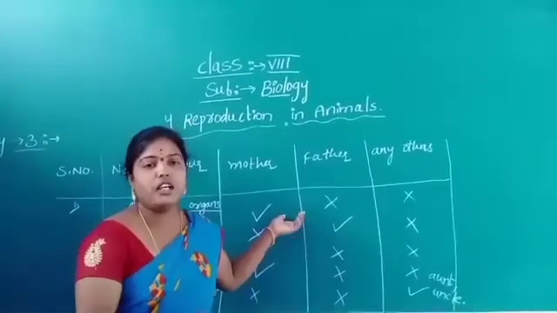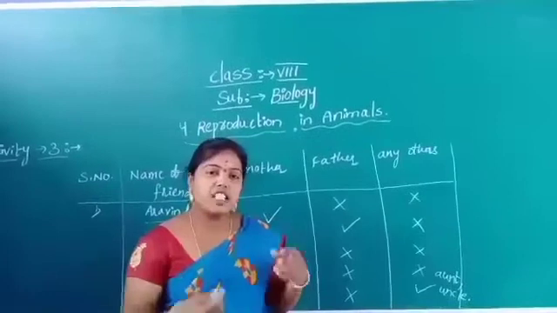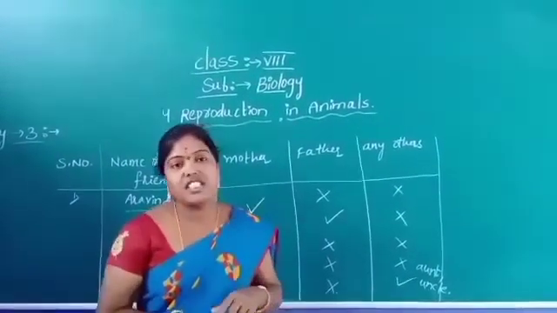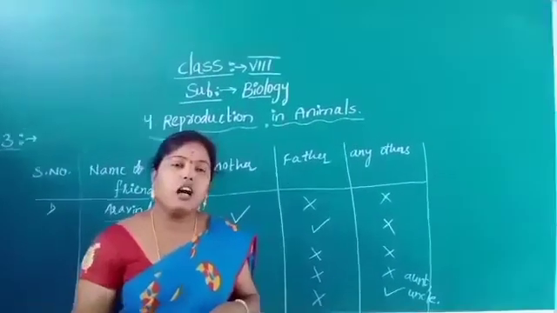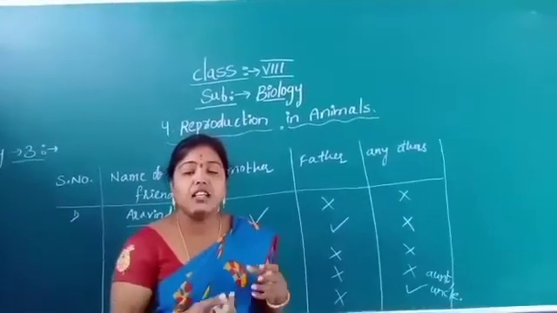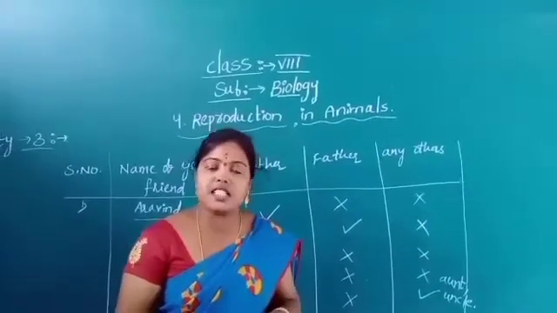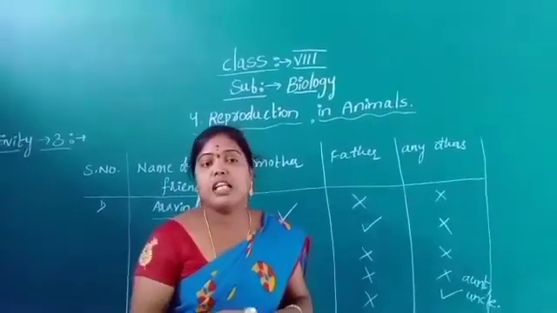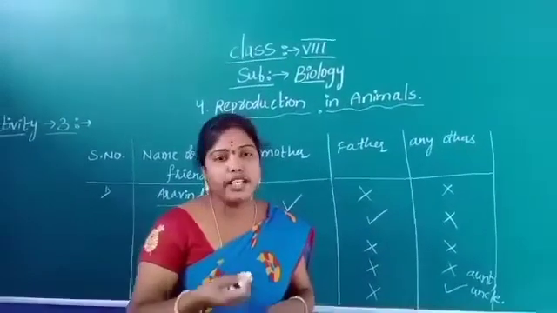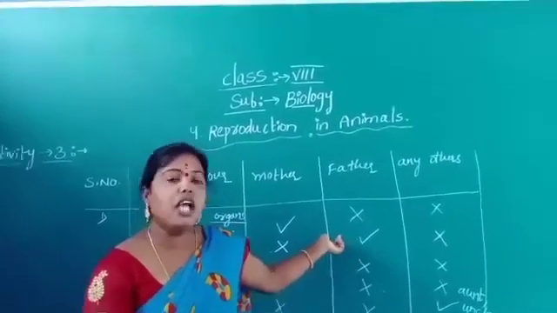This is about what, Nana? Activity 3. From Activity 3, what will you observe? For example, our eyes or nose or any other body part is similar to our mother or father or any other. Why? Because we are created from our parents, and we get very similar characters from mother, father or any other close relatives. This is about Activity 3.